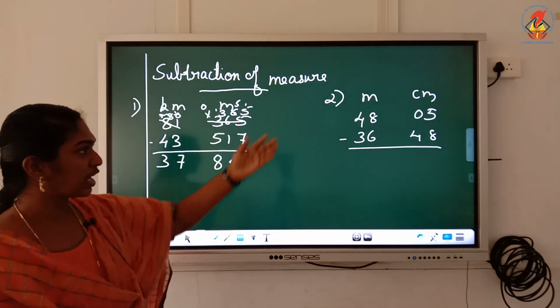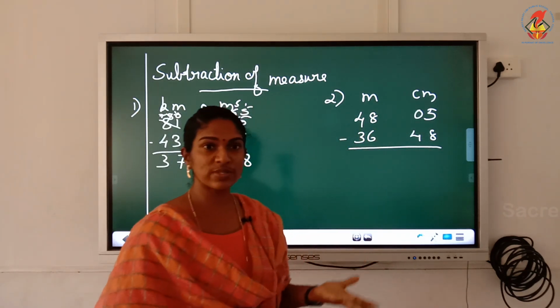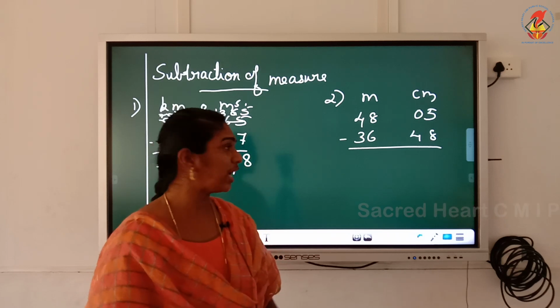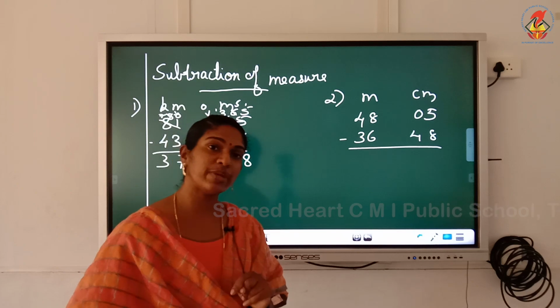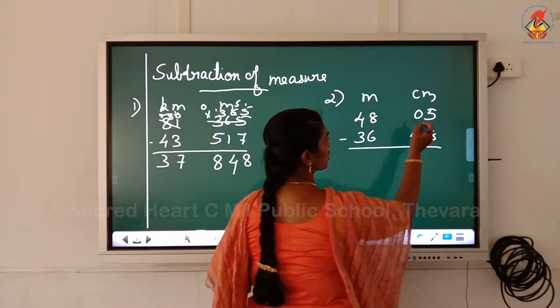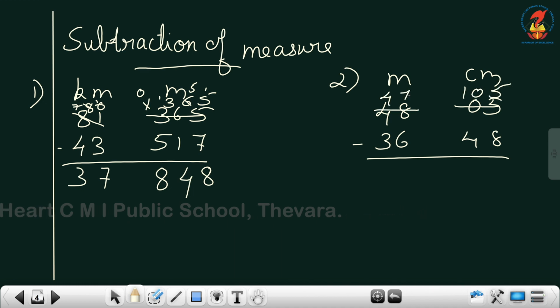Okay. Come to that question. Meter and centimeter. 5 and 48. Can you subtract? It's 0.5. We cannot do that. So what we will do? I will borrow from 48 meter. I am taking 1 meter. What is 1 meter? 100 centimeter. That 100 centimeter I will add it to this. So what I will get? 100 plus 5 I will get 105. This will become 47. Okay.